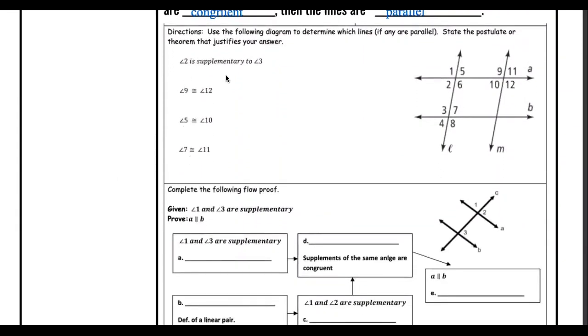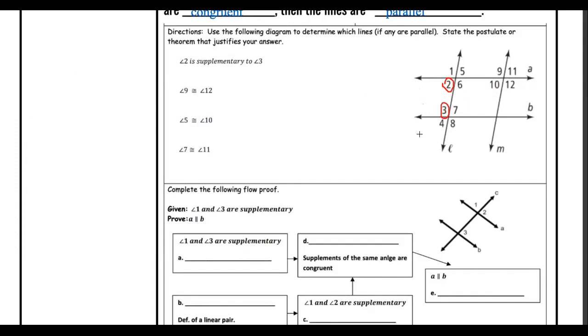For these four examples, we're going to use this diagram to determine which lines, if any, are parallel. And if they are, then we're going to state the postulate or theorem that justifies it, okay? So let's look at the first one. It says angle 2 is supplementary to angle 3. Let's go ahead and make those stand out. Angle 2 and angle 3 right there, okay?